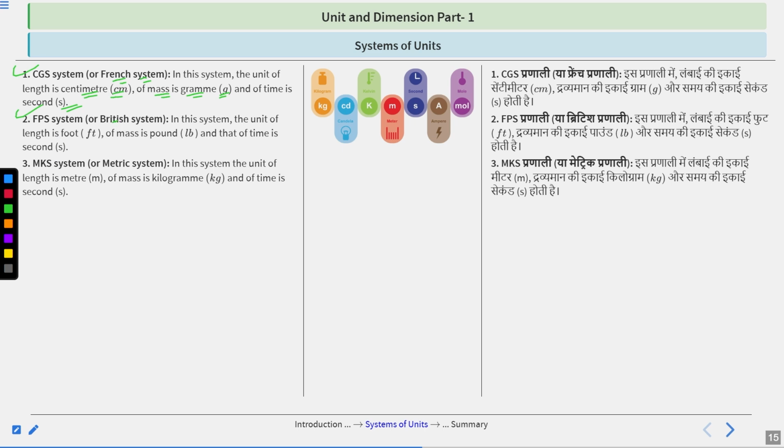Second, the FPS system, which is also known as the British system. In this system, the unit of length is the foot, mass is pound, and that of time is seconds. Third is the MKS unit or metric system. In this system, the unit of length is meter, m, mass is kilogram, kg, and of time is seconds, s. Got it?